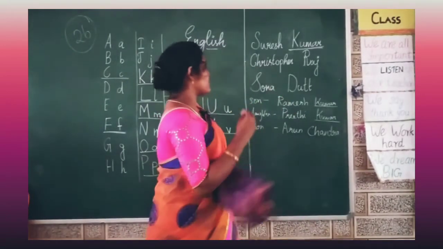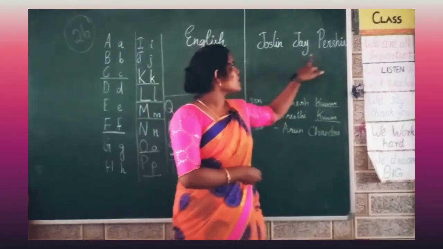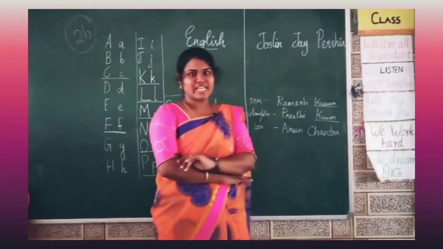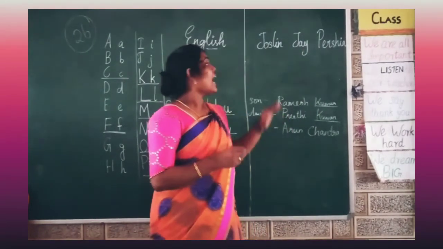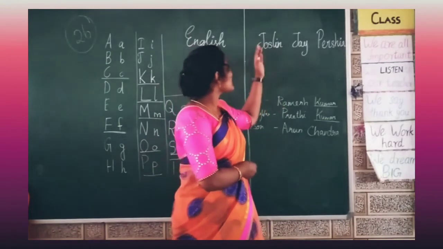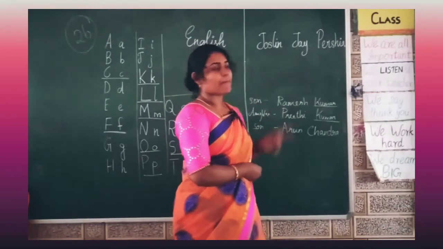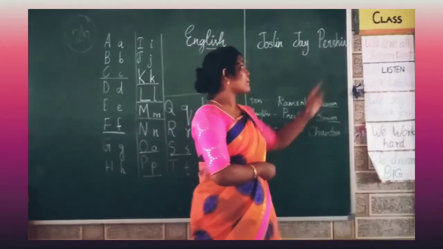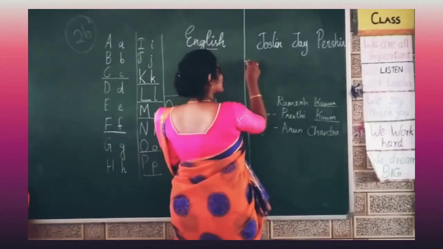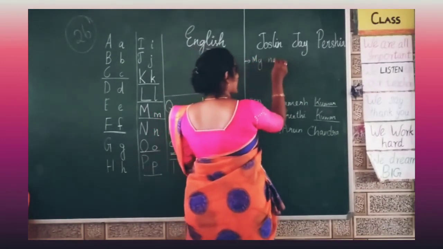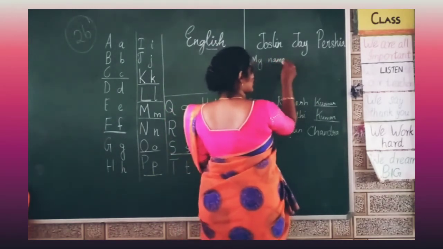Fine. So my name is Jocelyn J Persia. So here, how many words are there in this name? 3 words. Fine. 3 words. But I started each word with a capital letter. See? Jocelyn, J capital letter, J. Again, J capital letter. Persia, P capital letter. So if I am writing that in a sentence, what would I write? My name started with a capital letter, then continue with small letters.